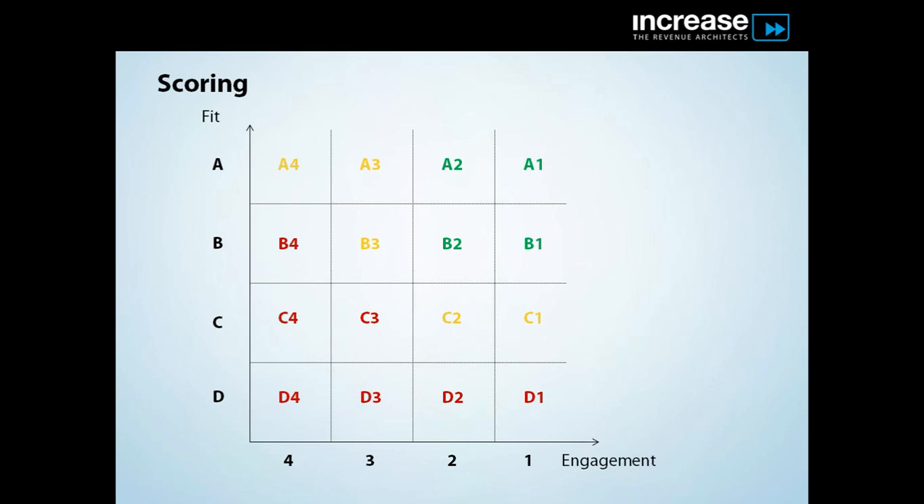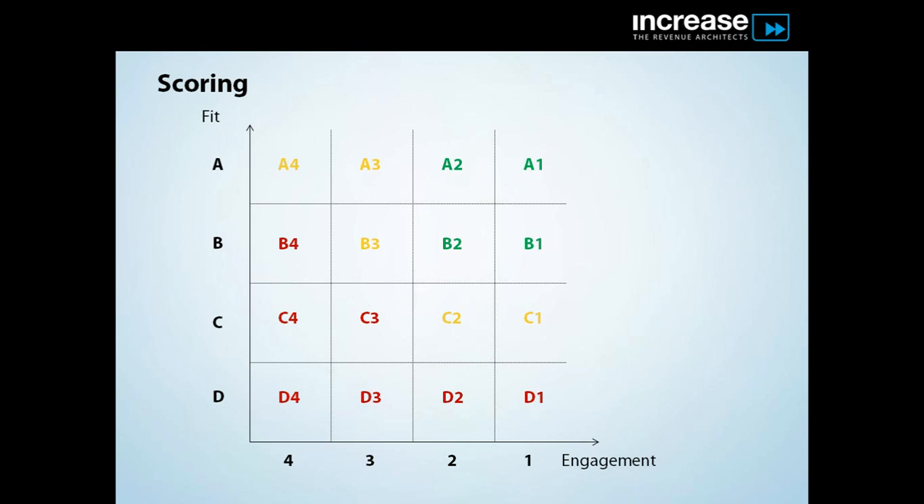So in this matrix, if you have a contact that is D4 at the bottom left of the matrix, you'll have someone that doesn't really fit our ideal client and has not engaged. So we don't really have any reach for that contact. At the other end of the matrix, A1, we have a person that fits our ideal client perfectly and has a lot of engagement. And of course, the further we move up to the right, the better qualified these contacts are to talk to sales.